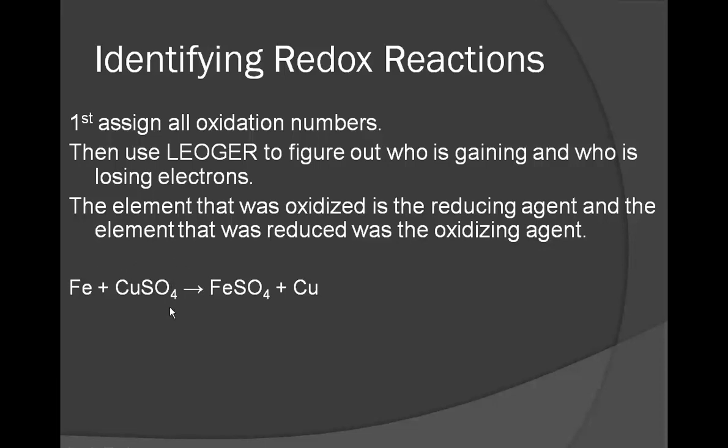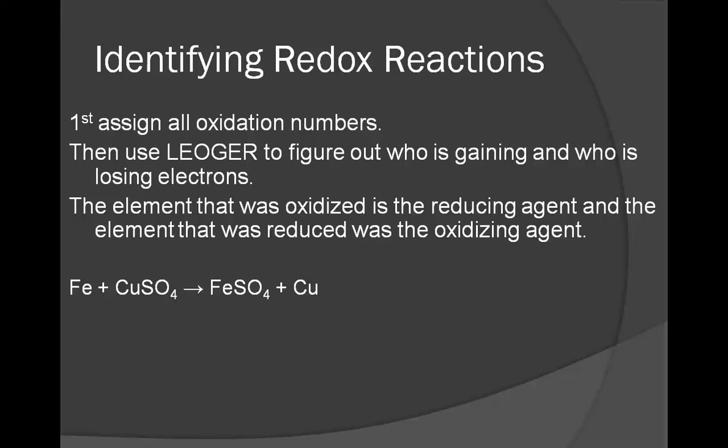Here, oxygen's always -2. There are 4 of them, so that's a total of -8. But we really don't care about that, because if you notice, sulfate stays the same on both sides. So what we really care about is that sulfate as an ion, SO4, is -2. So what did copper have to be? Well, it had to be +2.